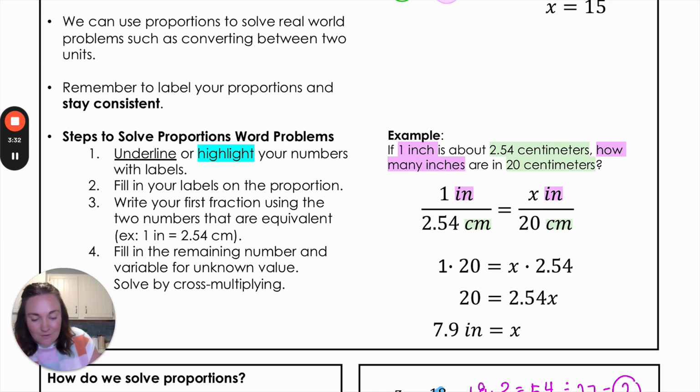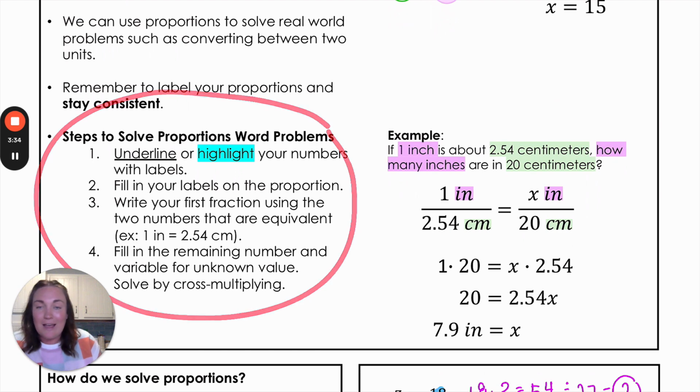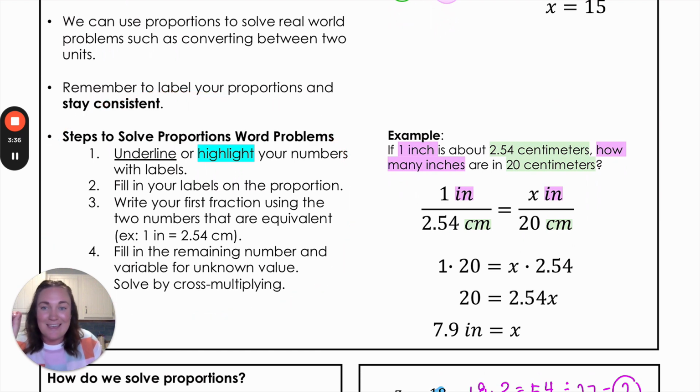So when we have a word problem, we're going to underline or highlight those numbers with the labels is key. We're going to fill in the labels in our proportion first, just like I just did with those money and hours. Then we are going to write our first fraction with the two things that are equivalent.